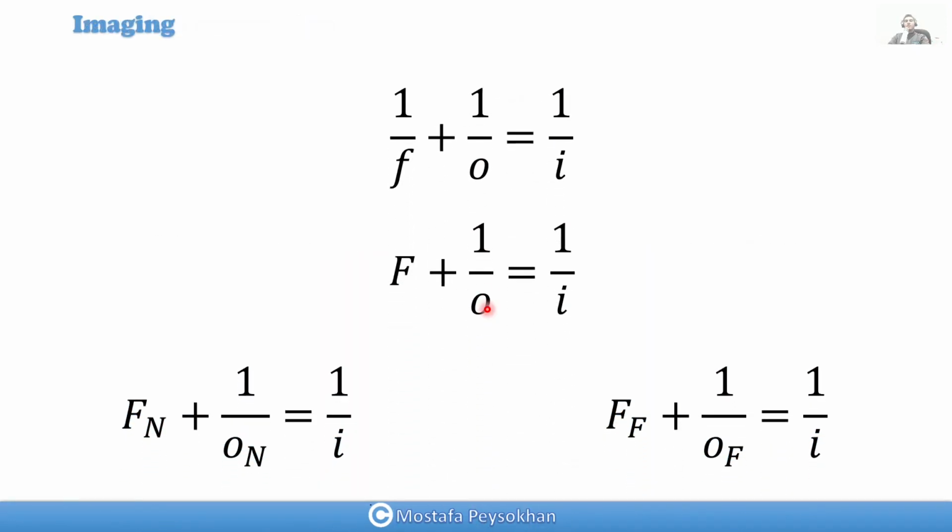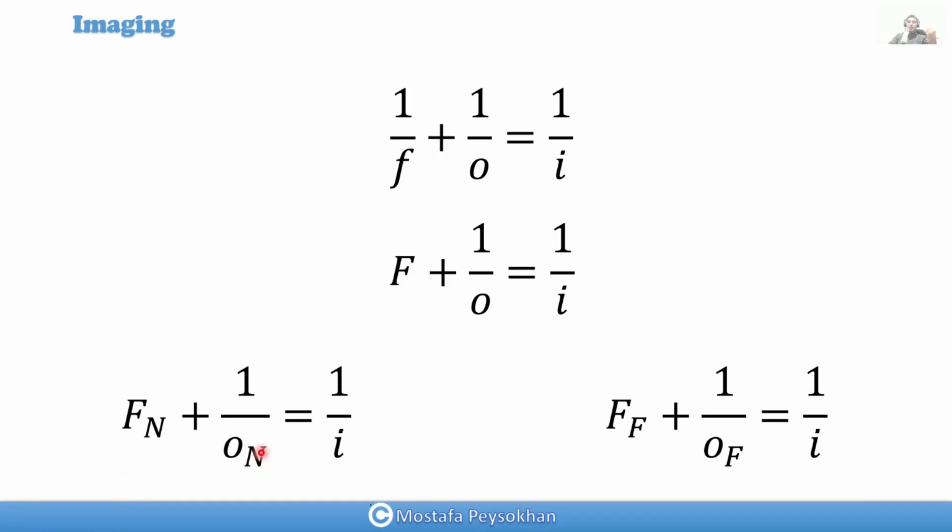So let's look at this imaging equation. We have this very well-known imaging equation, 1 over f plus 1 over O, this is the distance from object to the lens, is equal to 1 over I, the distance from the image to the lens. And 1 over f, in this case, we can replace by optical power, capital F. So F plus 1 over O is equal to 1 over I.